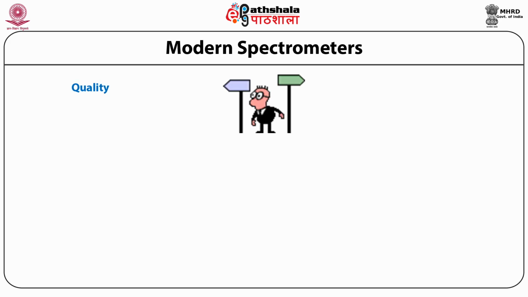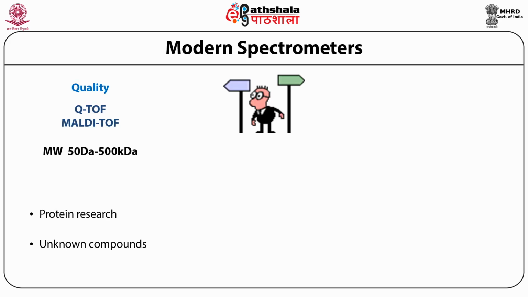Accordingly, the instrumentation is designed. The QTOF, the quadrupole coupled time of flight mass spectrometers, and MALDI-TOF, where TOF is the time of flight mass spectrometers, are used to identify unknown proteins, for protein determination and protein related experiments in proteomics, protein research, or understanding unknown compounds, etc.